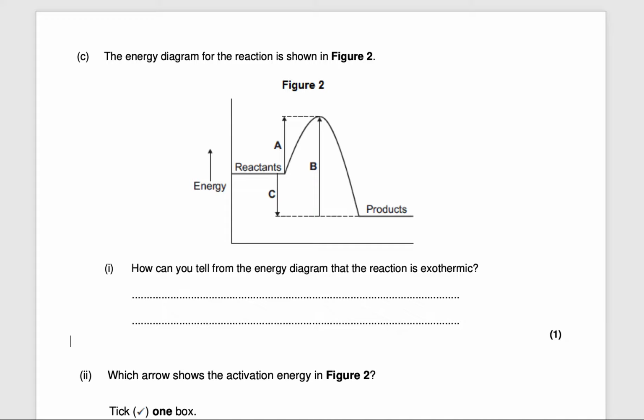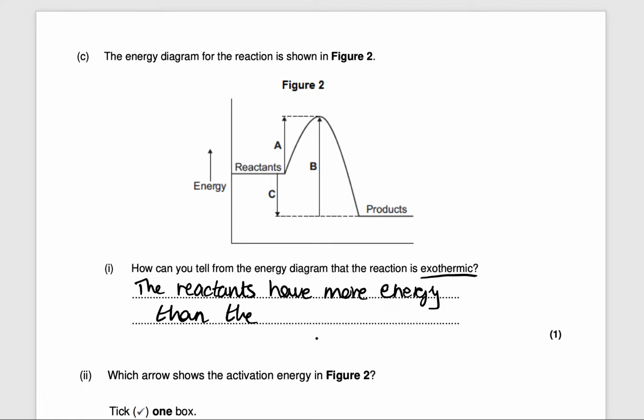Our first exam question states the energy diagram for the reaction is shown in figure 2. How can you tell from the energy diagram that the reaction is exothermic? So remember, in an exothermic reaction, the reactants have more energy than the products. Okay, and that will get you 1 mark.